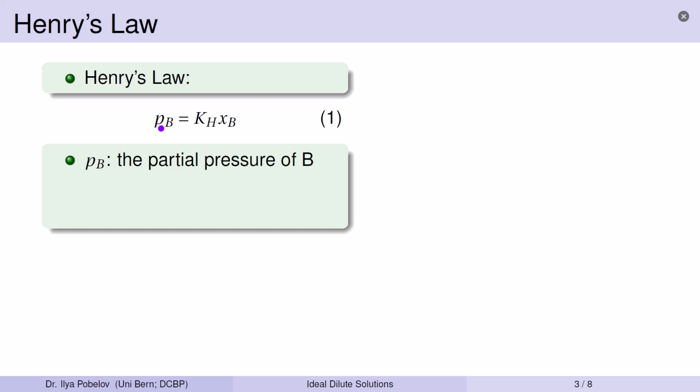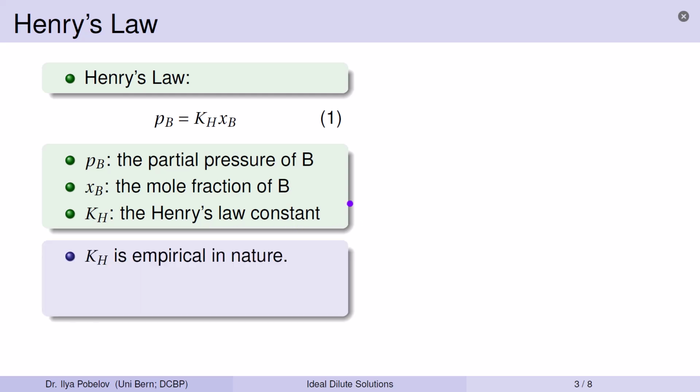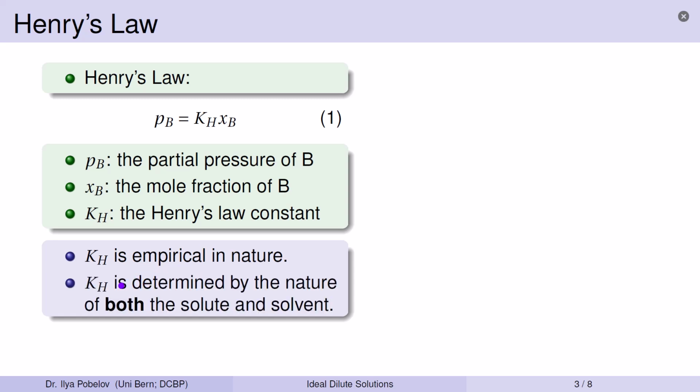Here, Pb represents the partial pressure of the solute B above the solution, Xb is the mole fraction of the solute in the solution, and Kh is the Henry's law constant. The Henry's law constant Kh is empirical in nature. It is derived from experimental observations rather than theoretical principles. The value of Henry's law constant is determined by the inherent nature of both the solute and solvent.